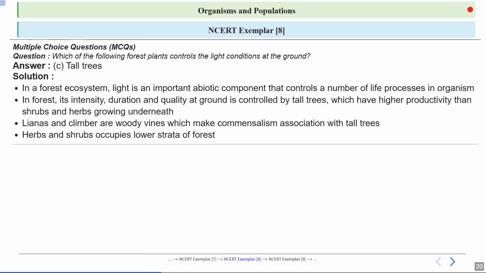Okay, now next one, herbs and shrubs. They make up the lower layers of the forest. They live closer to the ground and have adapted to survive with less light.